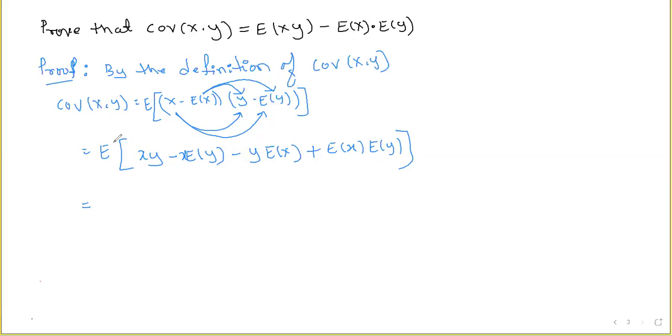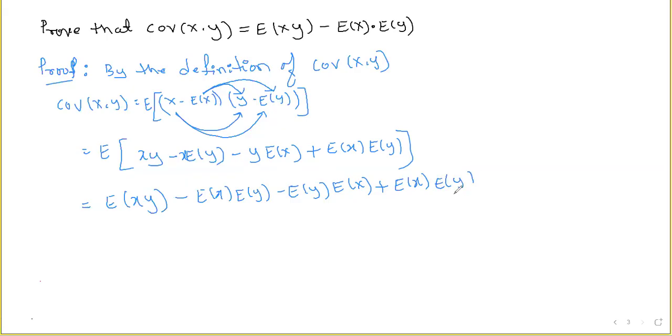Now apply this expectation inside the square bracket. So this will be expected value of xy minus expected value of x, expected value of y. Again, minus expected value of y, expected value of x, right? Next, plus, both are numeric values, so expectation of a constant is a constant only. So we'll take the same, expected value of x into expected value of y.